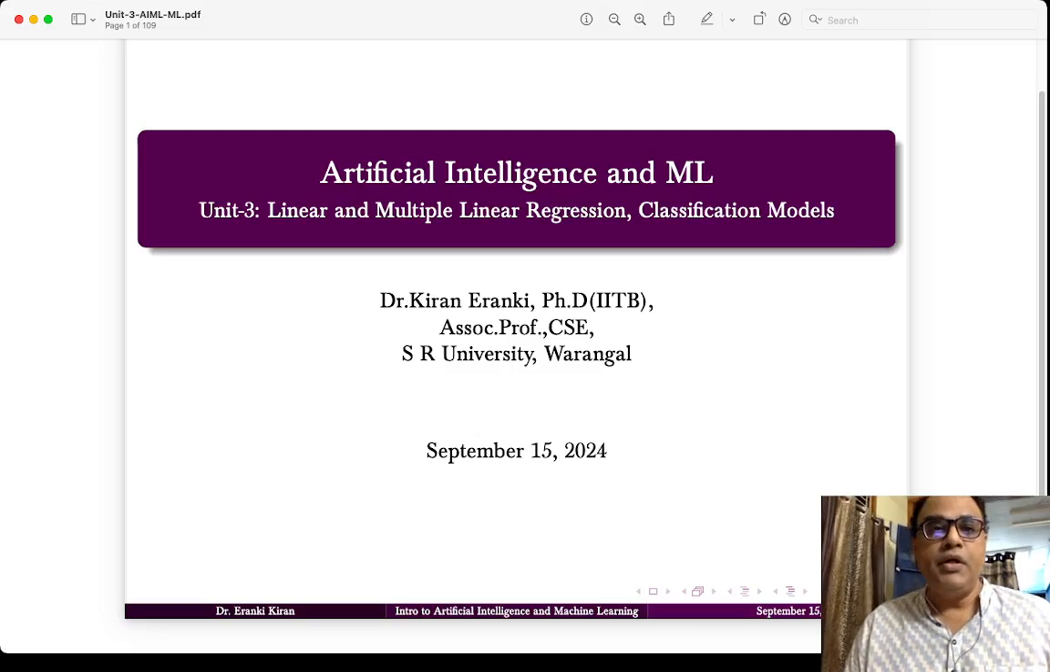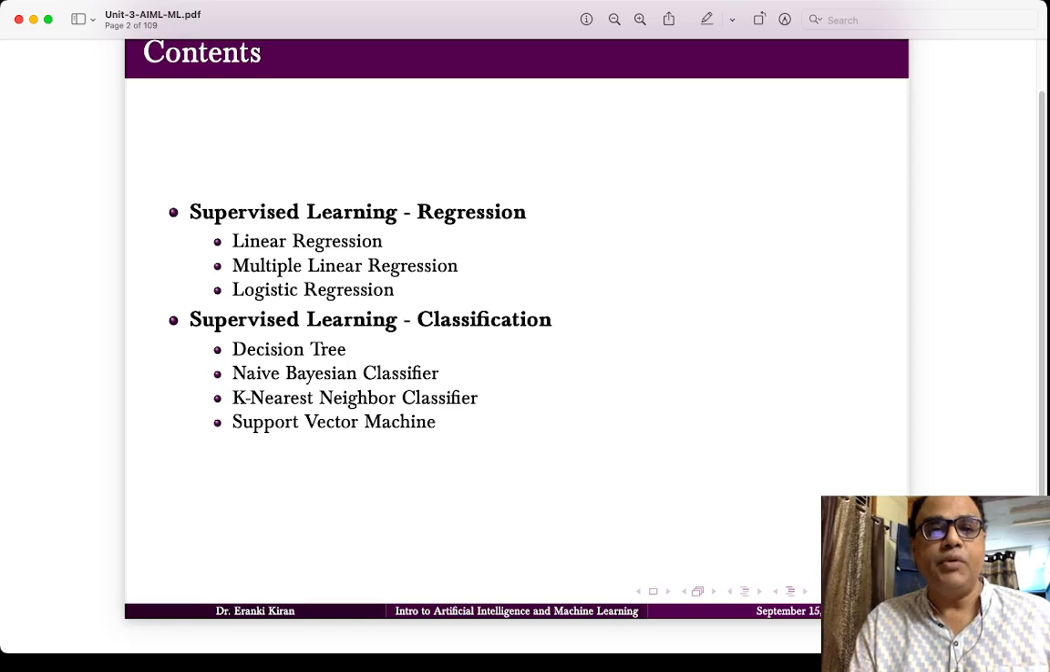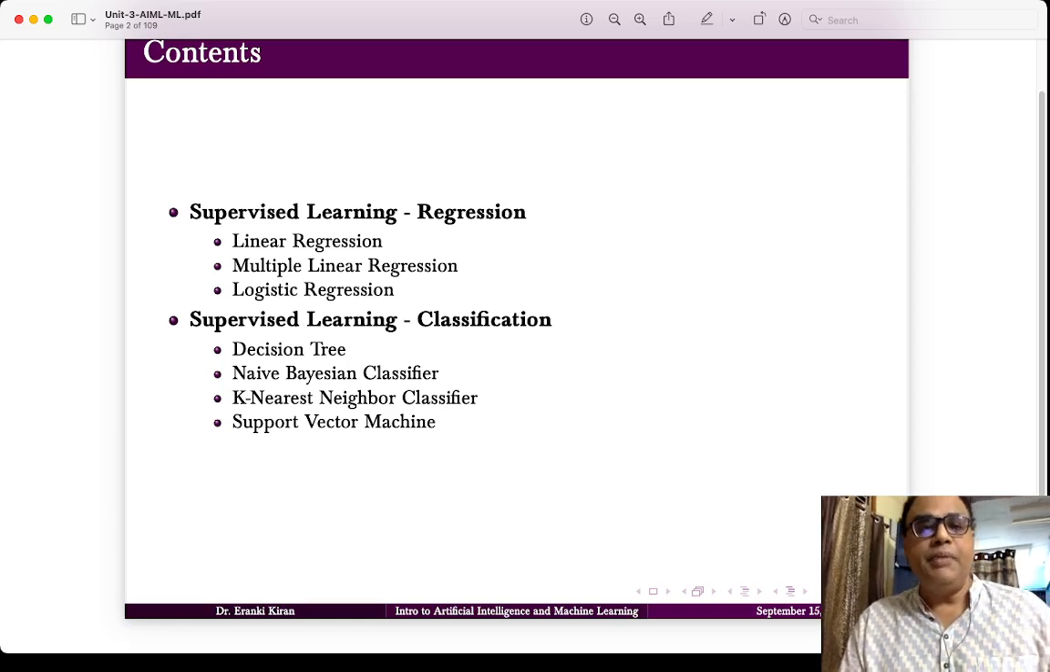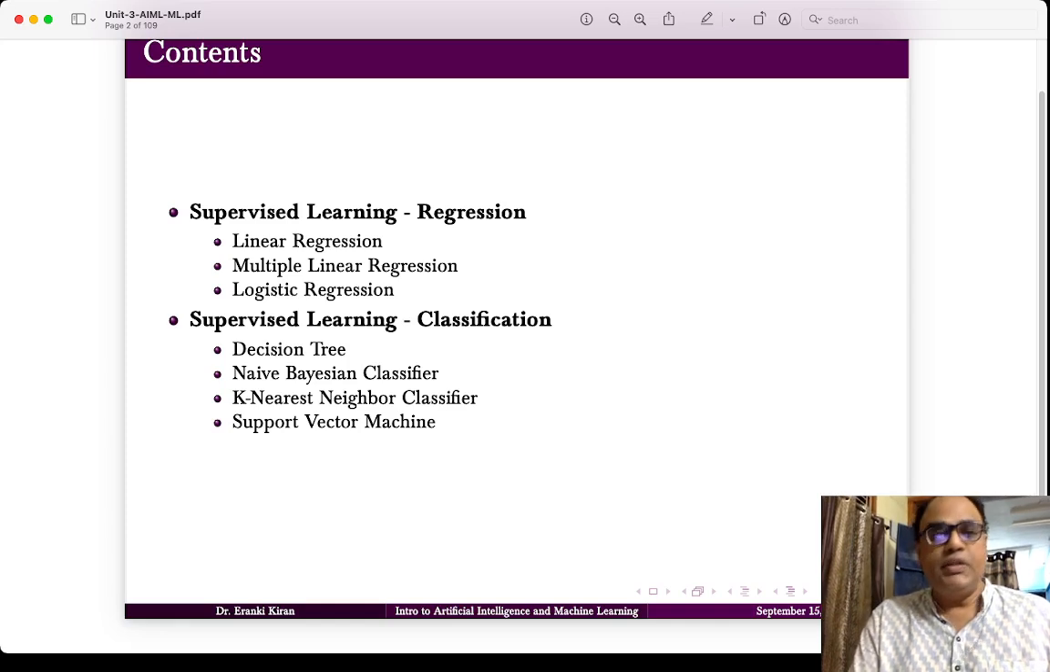Good morning, all. So we will proceed with the next supervised learning approach. In the previous lecture, I discussed decision tree and its attribute selection features. Now in this lecture, we will learn about naive-Bayes classifier.